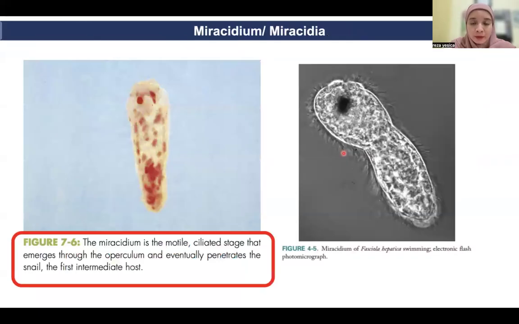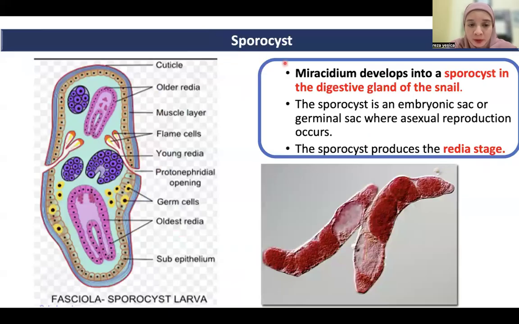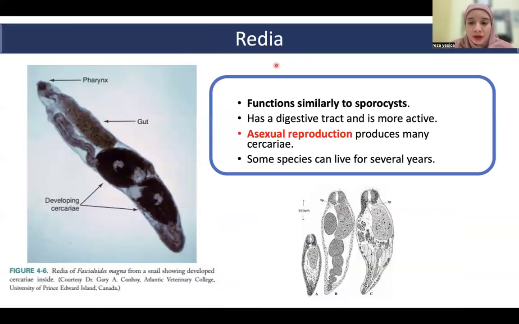This is the morphology of miracidium. They have cilia for swimming. And this is sporocyst. Miracidium, after attachment to the digestive gland of the snail, will change into sporocyst. Sporocyst is an embryonic sac in which asexual reproduction occurs to produce redia. This is redia. The function is similar to sporocyst, however, it's more active. They also reproduce asexually to produce many cercaria.